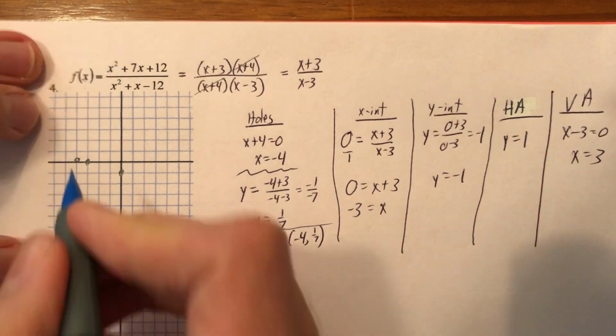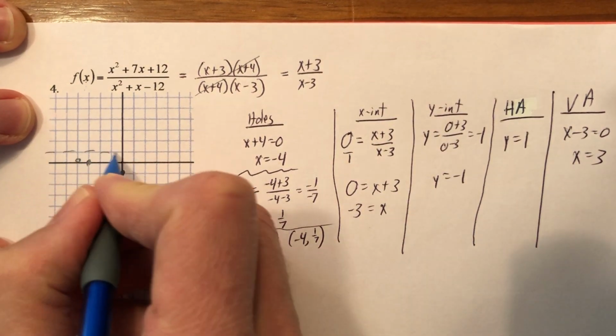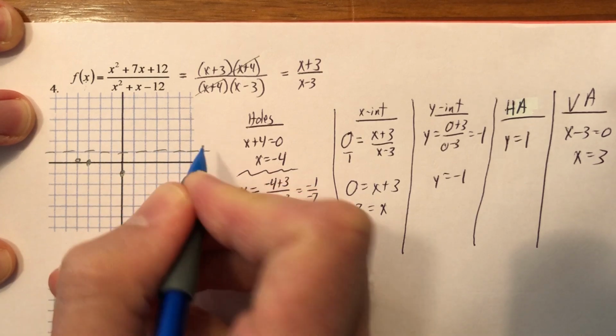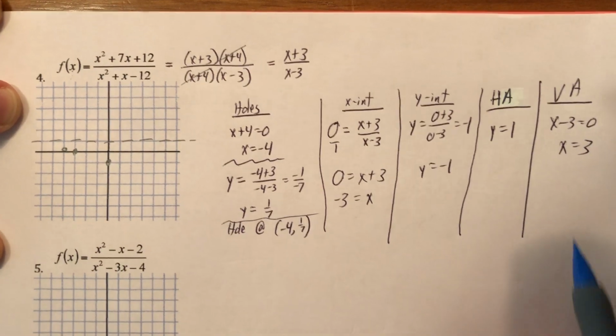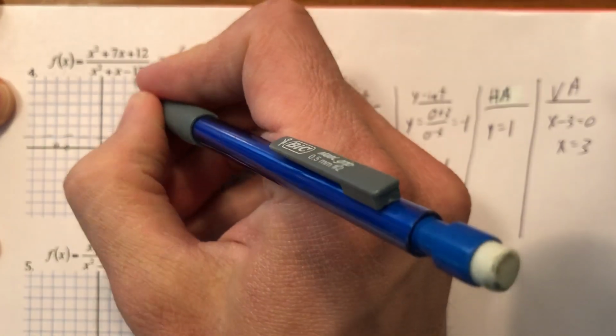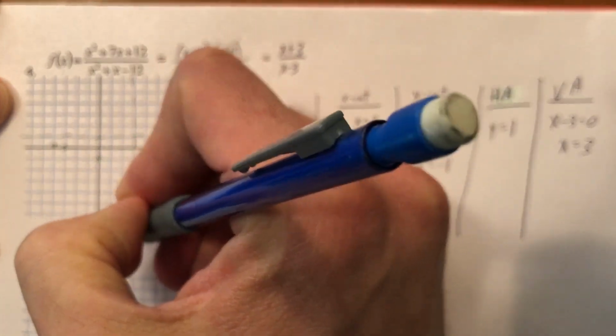So horizontal asymptote here, this pencil lead breaks, I might throw it. The pencil and the pencil lead. X equals 3. I have a tantrum right there on camera.